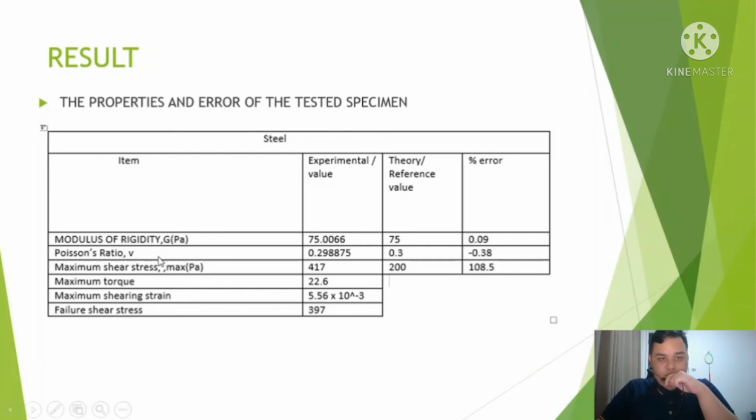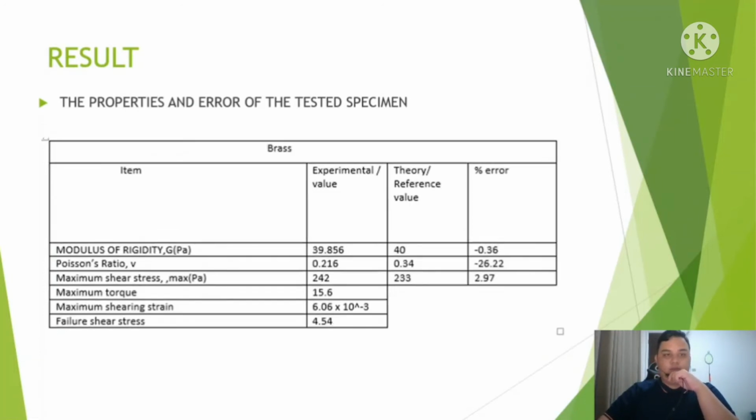As you can see here, they have a lot of columns: experimental value, theory and reference value, and the error. For the modulus of rigidity, this is the value, and then this is the Poisson ratio, and then the maximum shear stress, maximum torque, maximum shearing strength value, and then failure shear stress. That is 397. And this is for the brass, as we can see here.